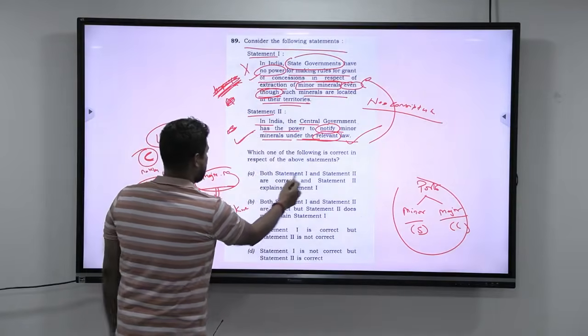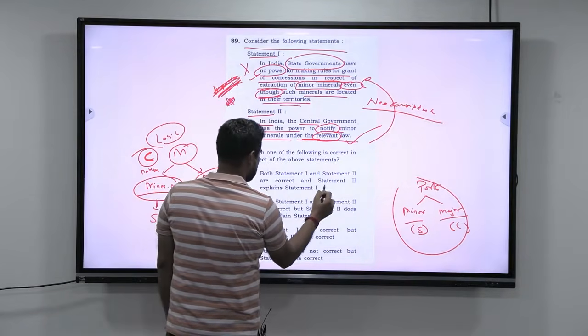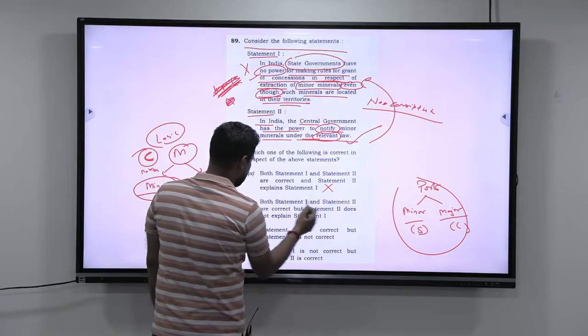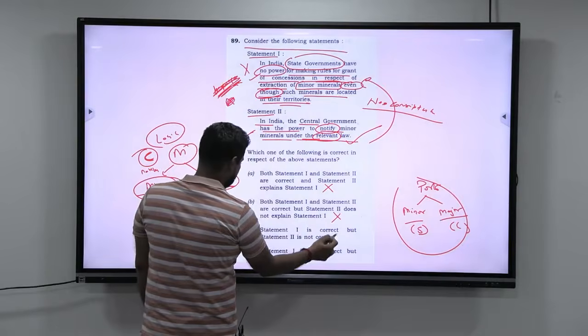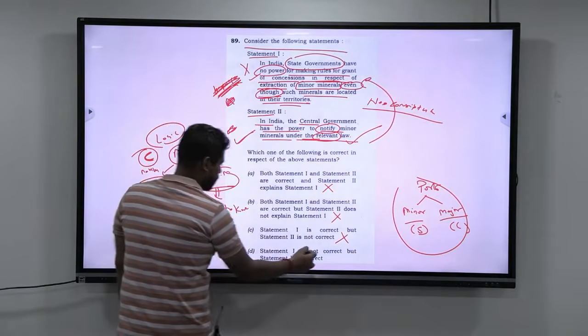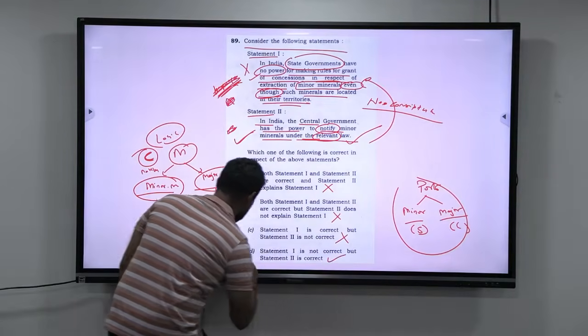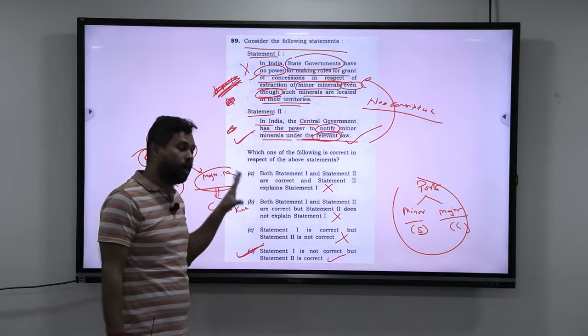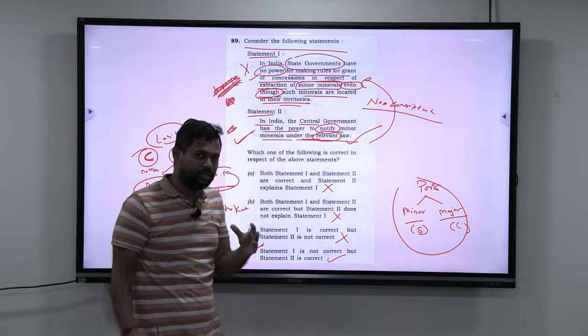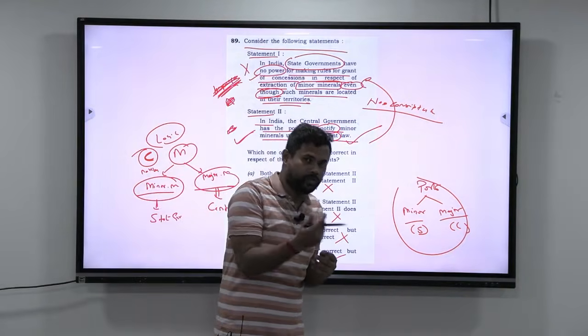So both statement 1 and statement 2 are correct, and statement 2 explains statement 1 is not there. Both statement 1 and statement 2 are correct, but statement 2 does not explain statement 1 is also wrong. Statement 1 is correct, but statement 2 is wrong. Statement 1 is not correct, but statement 2 is correct. This is correct. So the answer for the 89th question is D. So this is how you should, with logic or language. I've taught you two different approaches, how you can always deduce the answer.